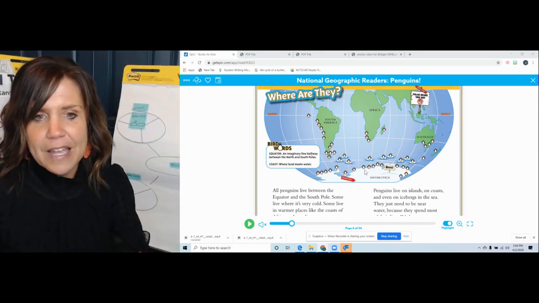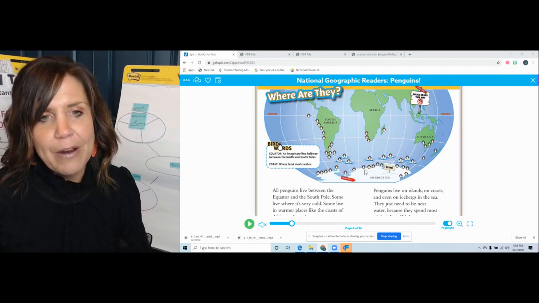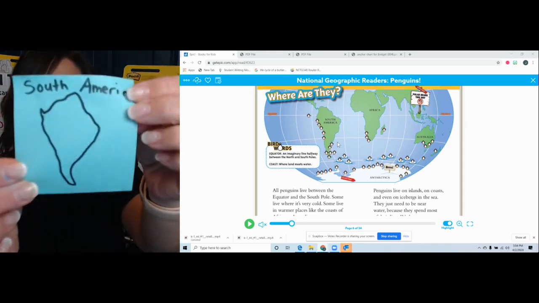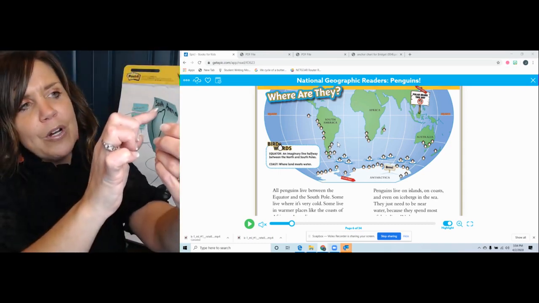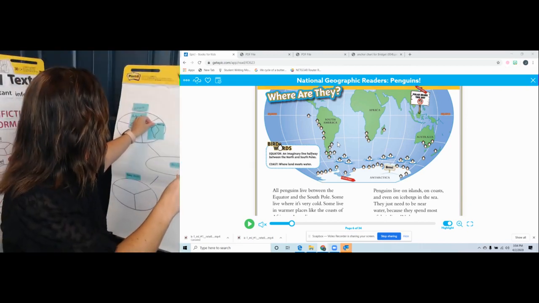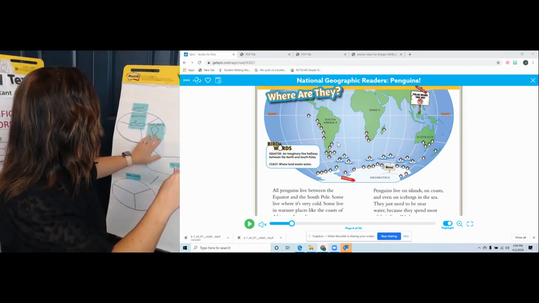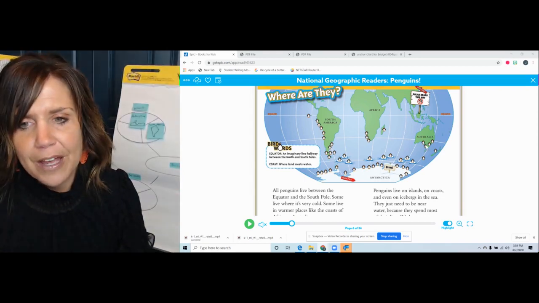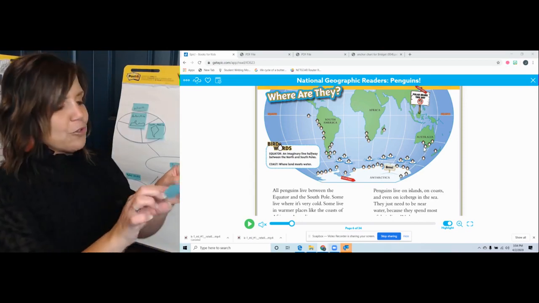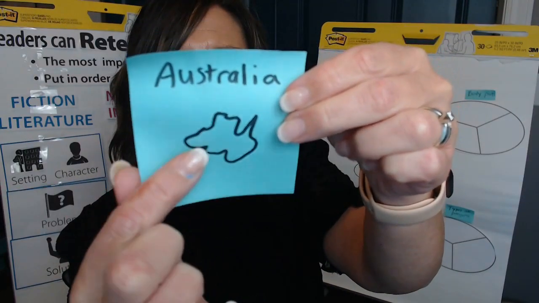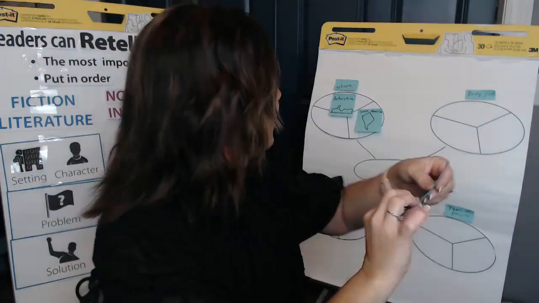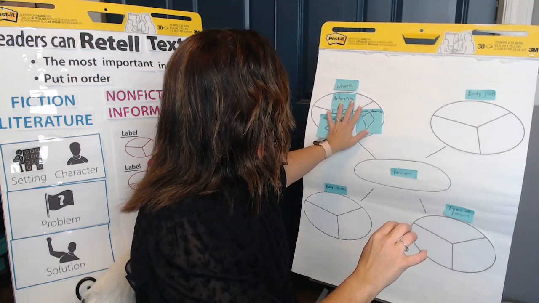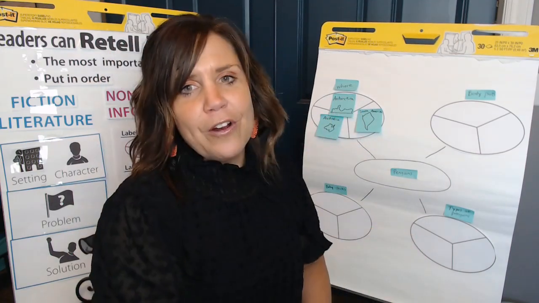And then in another place, I think I'm going to write about South America, because look at all those penguins around South America. So I'm going to draw a picture of South America, and then I'm going to write the word South America, and it's going to go on another piece of that oval. And then the last one, I'm going to write Australia because there are some penguins over there in Australia. So I'll draw a picture of Australia and then write the word Australia as a label. So that completes my oval on where they live.